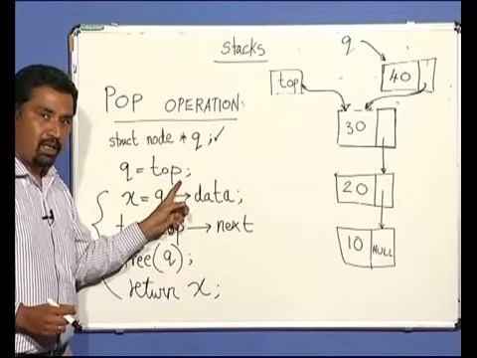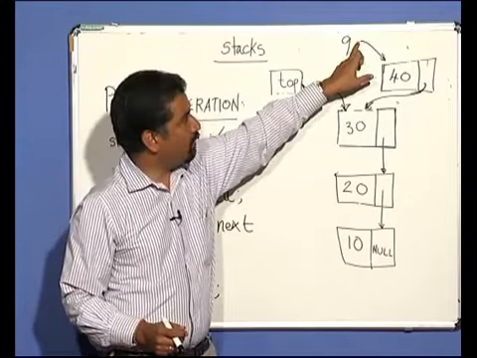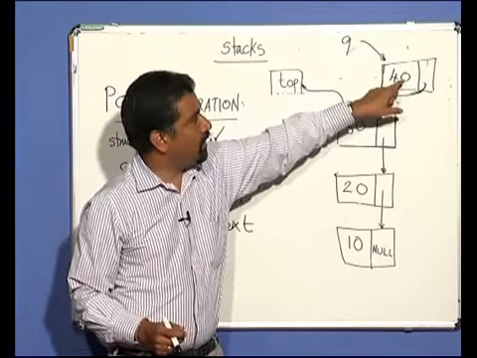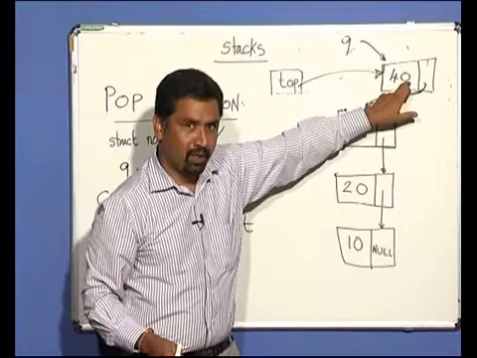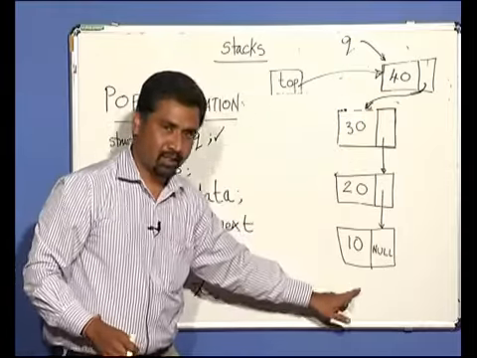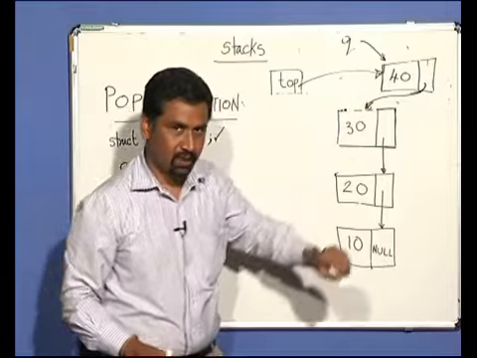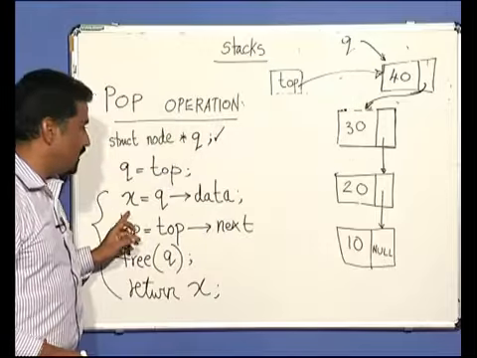This line will declare a new pointer which is made to point to the same element. That is the current scenario. Top is pointing to this element, Q is also pointing to that element, and this is the rest of the stack. We need to take out this element 40.